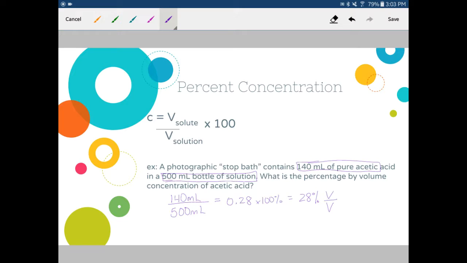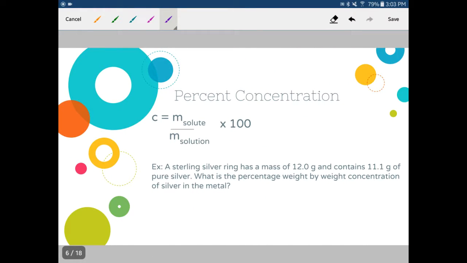This is just one example of percent concentration. We're going to take a look at another example where we might have to use some different entities. In this percent concentration, we're going to look at a mass over mass, or weight to weight percent concentration. I find percent concentration to be fairly easy because we're dealing with masses, and we're just looking at an overall percentage. We don't need to think about unit conversions all that much.